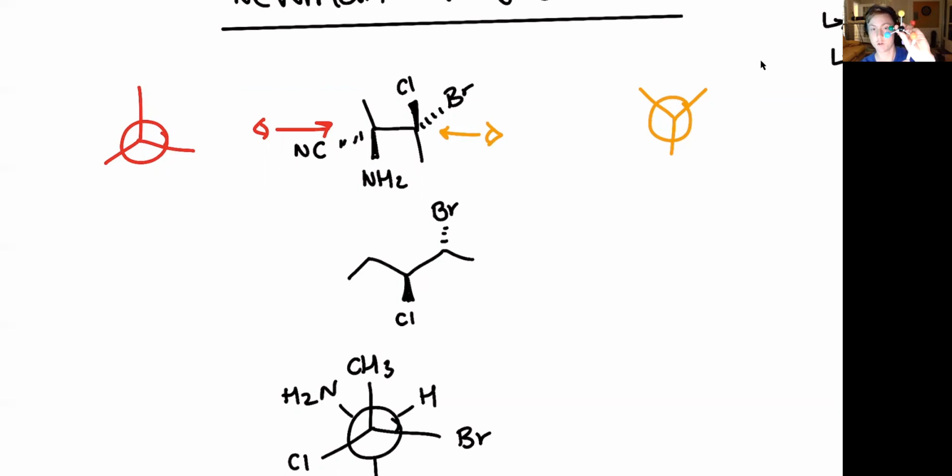So this is the NH2 group. You change your perspective and now it's on the right. So in our red world, NH2 goes on the right. And that leaves the CN group on the left. And above we have a methyl group. So now we're still looking at it like this.